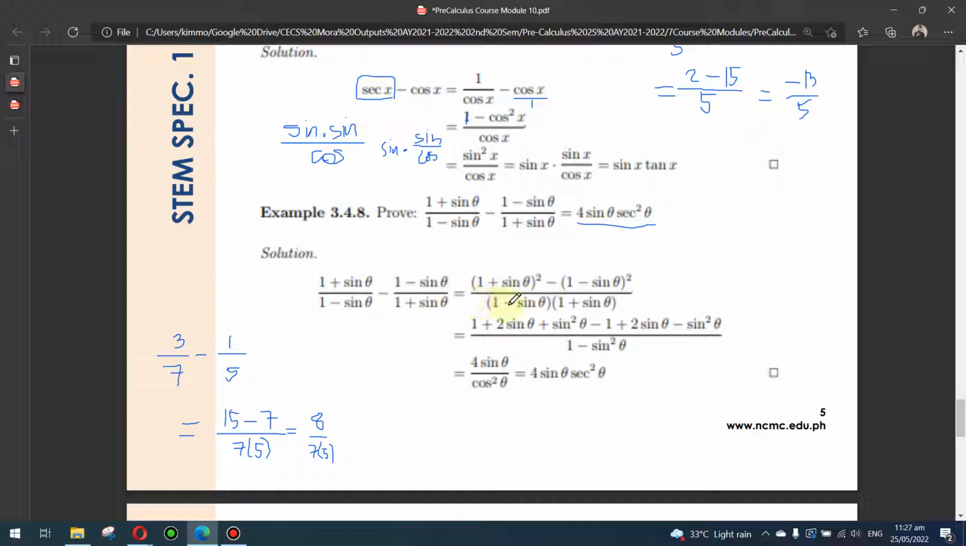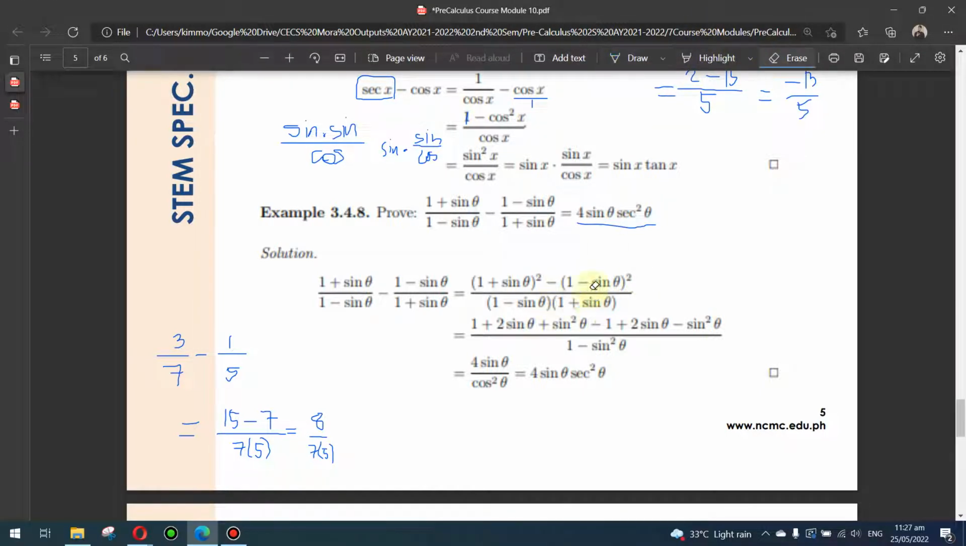Minus, kanina pod. Kani, i-divide ani niya. So, ang mabilin, makancel ni siya. Mabilin kay 1 minus sine. 1 minus sine times 1 minus sine is 1 minus sine squared, no?